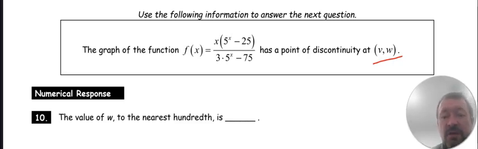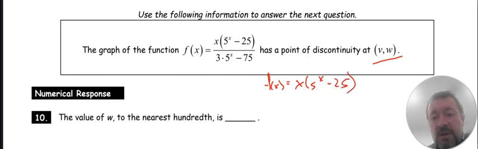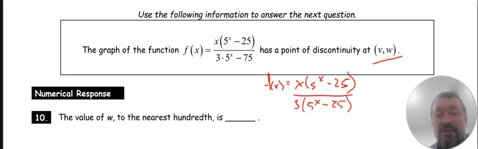Well, the point of discontinuity suggests that we can factor and that there will be a factor in the numerator identical to the factor in the denominator here. So the numerator has already been factored. That's not a problem. The denominator has a common factor of 3, so I'm going to pull that out, and I get this 5^x minus 25. And so there it is. 5^x minus 25 divided by 5^x minus 25 is going to be equal to 1 for all values of x except where 5^x minus 25 is going to equal 0.